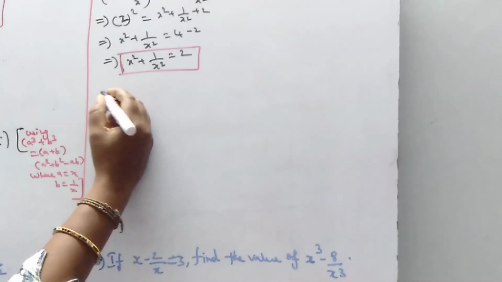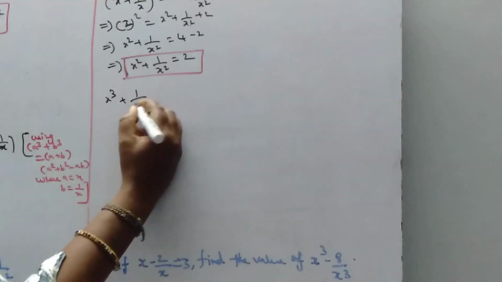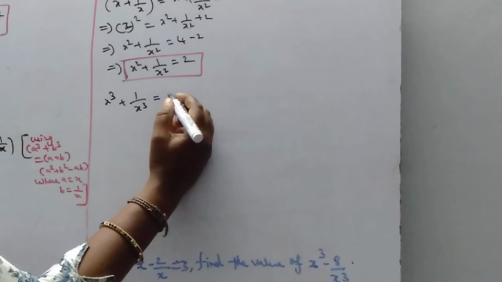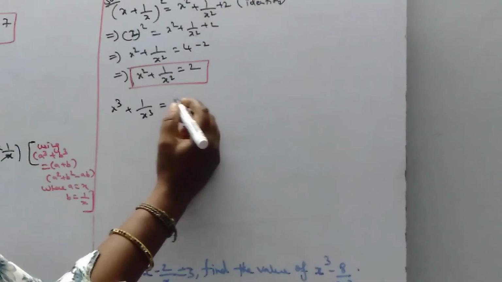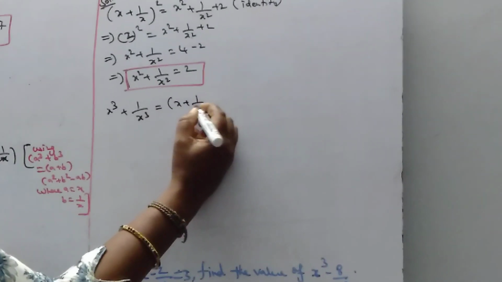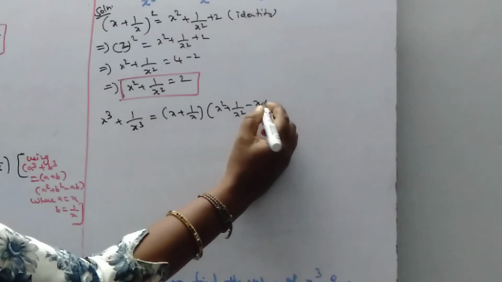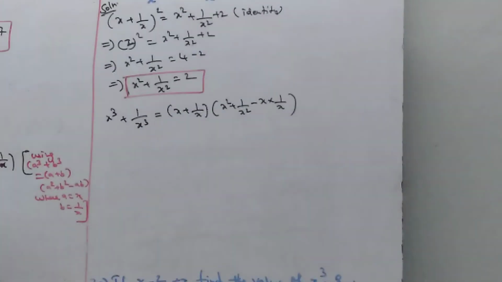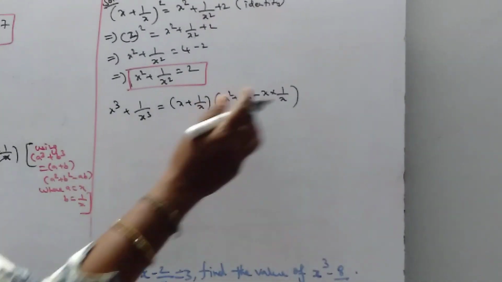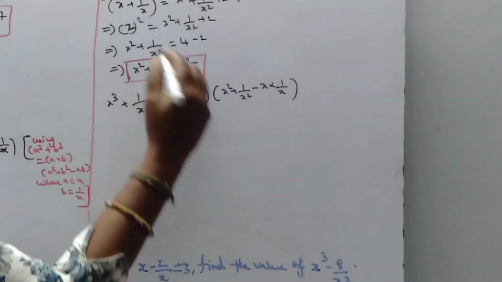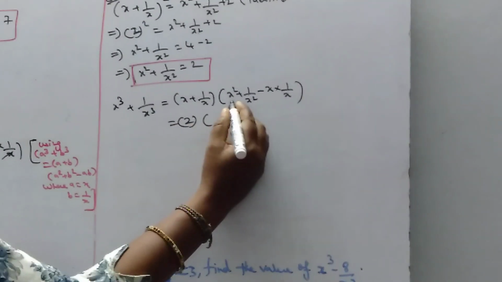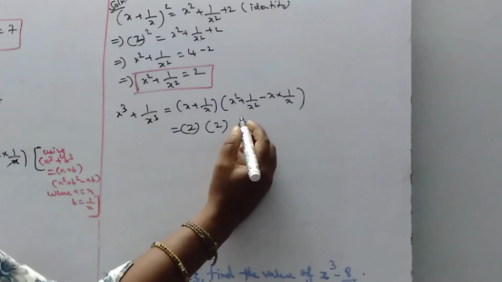Then next one here is x cube, that is x cube plus 1 by x cube. It is in the form of a cube plus b cube, using the identity a cube plus b cube. That is x plus 1 by x into x square plus 1 by x square minus x into 1 by x. So x plus 1 by x is given 2. Then x square plus 1 by x square, we have found the answer.